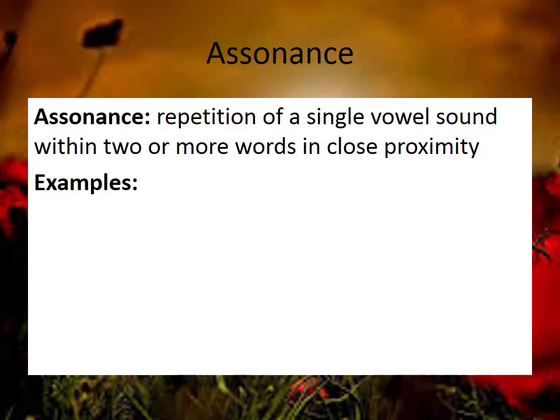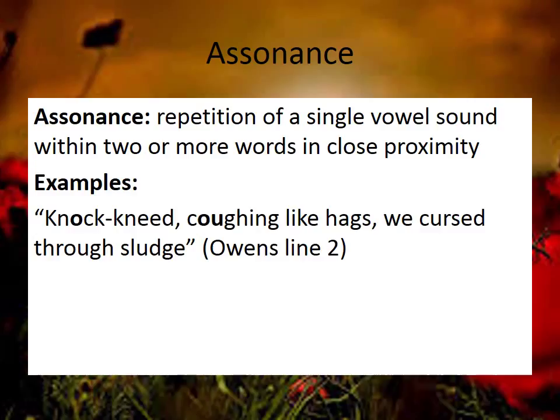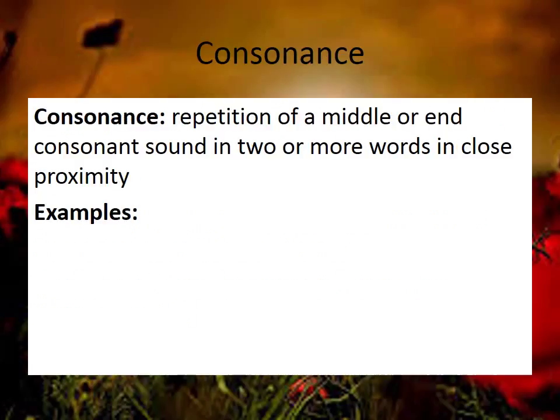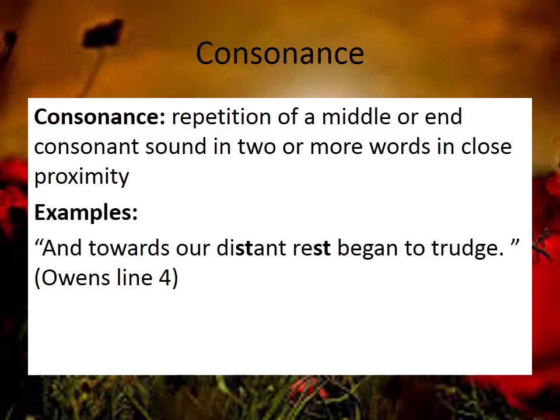Assonance is the repetition of the vowel sound. Here's an example. Knock-kneed, coughing like hags, we curse through sludge. Now, even though the O in knock looks different than the ah sound in coughing, they look different, but they sound the same. So that's what we're looking at. And floundering like a man in fire or lime, repeating the I sound in like, fire, and lime. That's assonance.